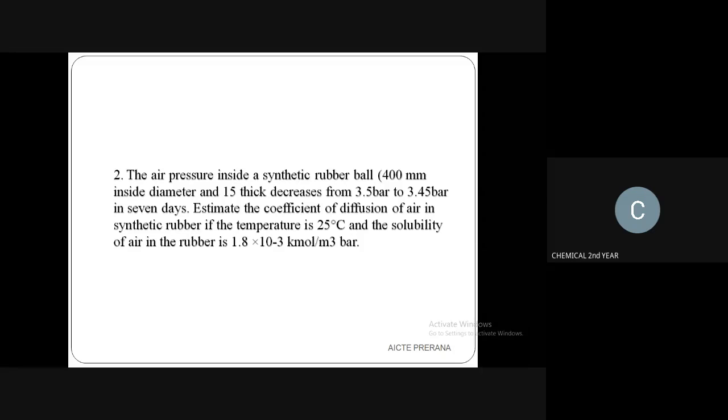You are considering a synthetic rubber ball and it has this type of diameter and thickness. They have given the initial pressure as 3.5 and the final pressure as 3.45 in 7 days. You have to find out the diffusion coefficient for the synthetic rubber at a temperature of 25 degrees Celsius, and the solubility of air in the rubber is 1.8 into 10 to the power minus 3 kilomole per meter cube bar.